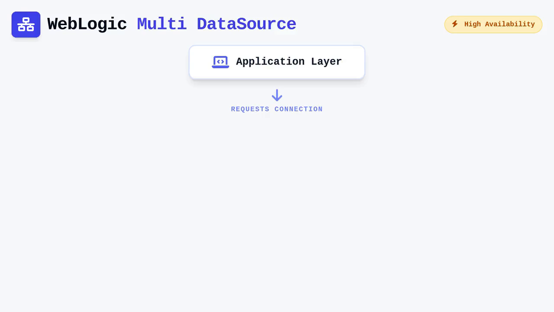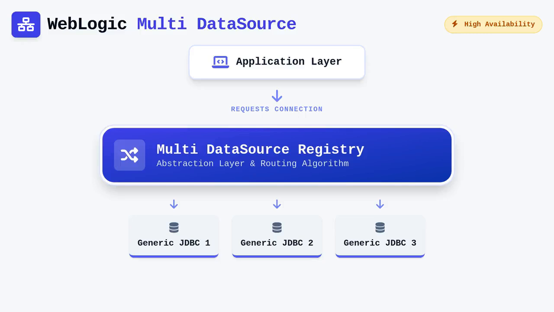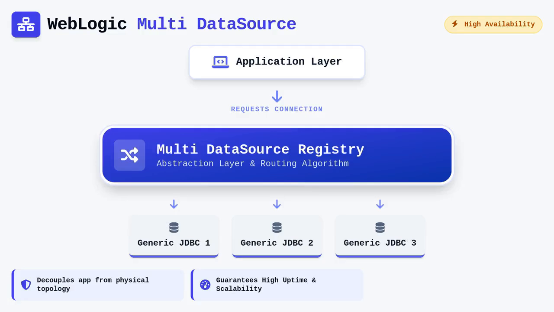Instead of the application interacting directly with a specific pool, it requests a connection from the multi-data source, which then routes the request based on the configured algorithm. This design pattern ensures that your database interactions remain decoupled from the physical topology of your environment, allowing for cleaner infrastructural maintenance and better scalability management over time.